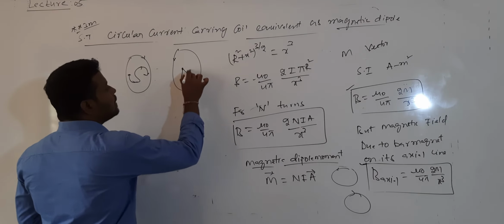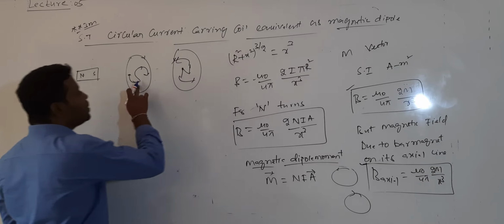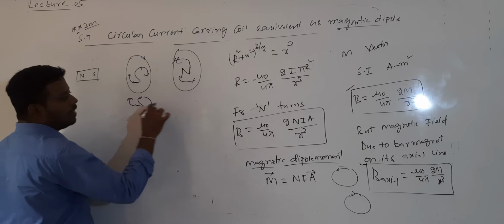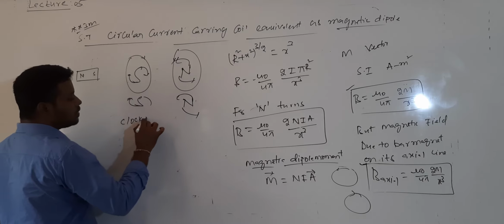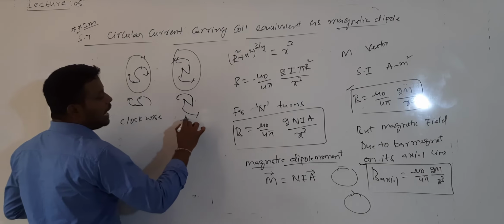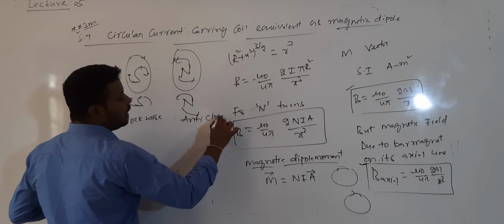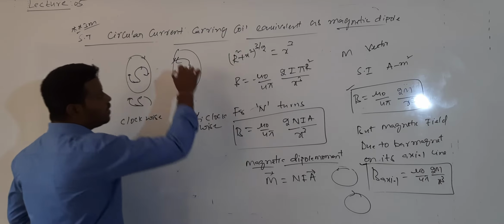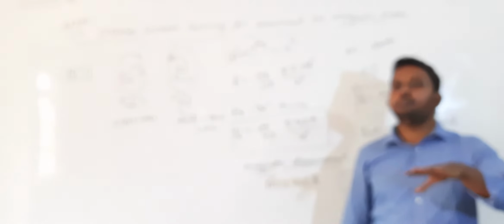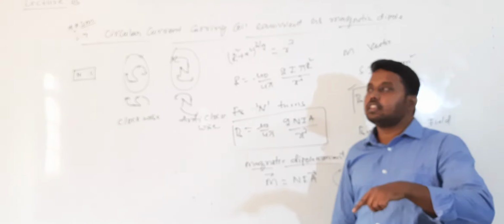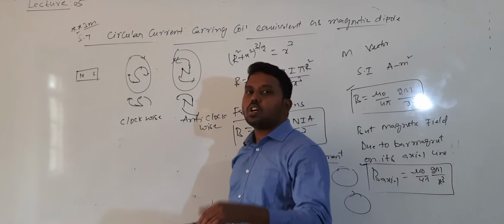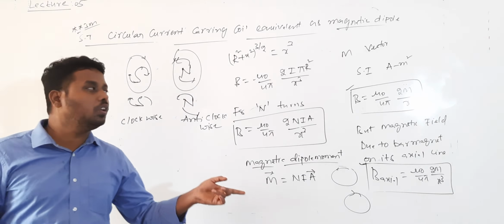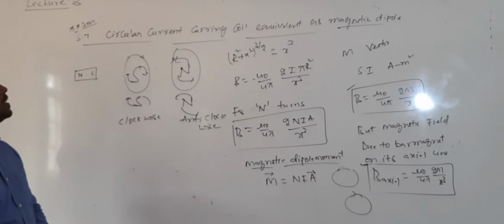So whenever the current is passing in anti-clockwise direction, you can see south, yes sir. S only I wrote like this, N only I wrote like this. This is for clockwise, and this is for anti-clockwise. Okay now? So a circular current carrying coil acts like a bar magnet. If the current is in clockwise direction, the appearing face will act like a south pole. If the current is in anti-clockwise direction, it will act like which pole? North pole.